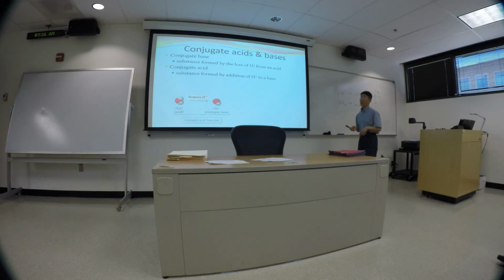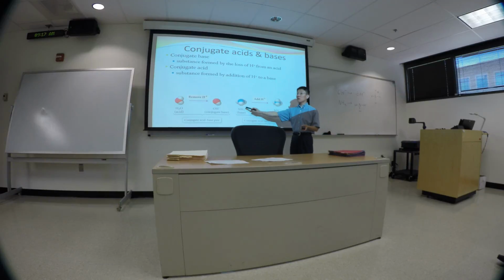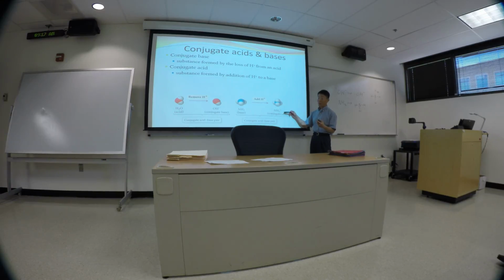Now, what happens to the base that accepts the proton? The substance formed by the addition of the proton is what we call a conjugate acid. For example, ammonia is a base with a lone pair of electrons. If you add a proton to it, you end up with ammonium, NH4+. This is your conjugate acid.